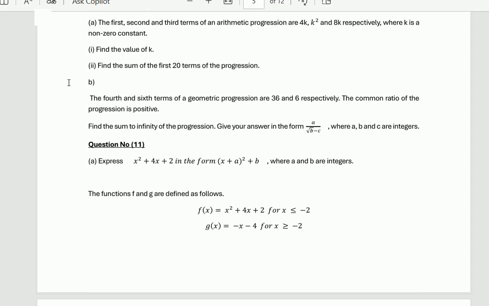For part B, the fourth and sixth terms of the geometric progression are 36 and 6 respectively. The common ratio of the progression is positive. Find the sum to infinity of the progression. Give your answer in the form a over b square root minus c, where a, b, c are constants.